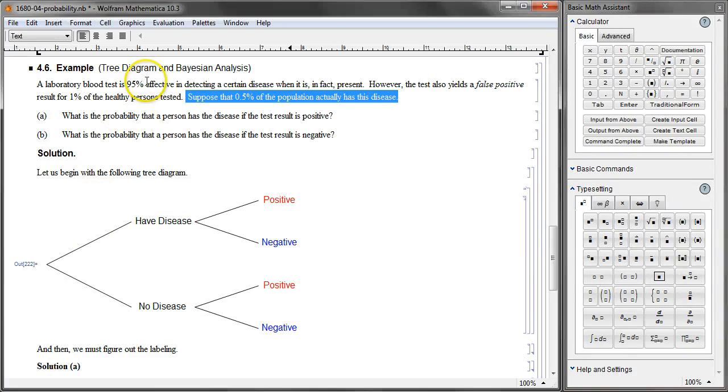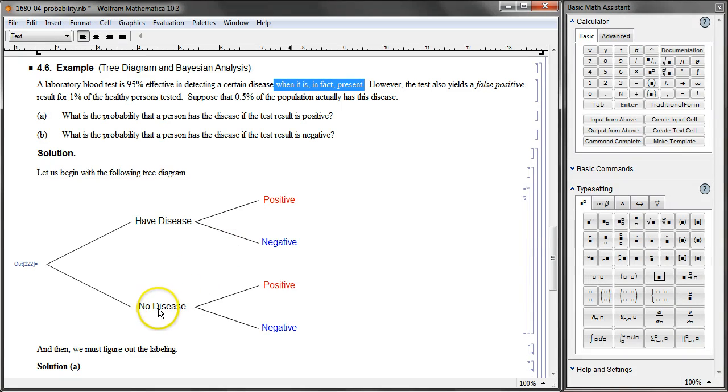And how about this 95%? That's for when the disease is present. So when have disease, 95% positive, and the other 5% will not be detected by this test. For healthy people with no disease, 1% is tested positive, and then consequently the other 99% will be tested negative.